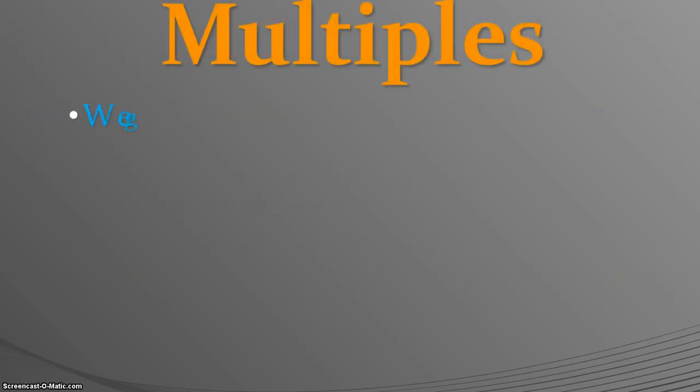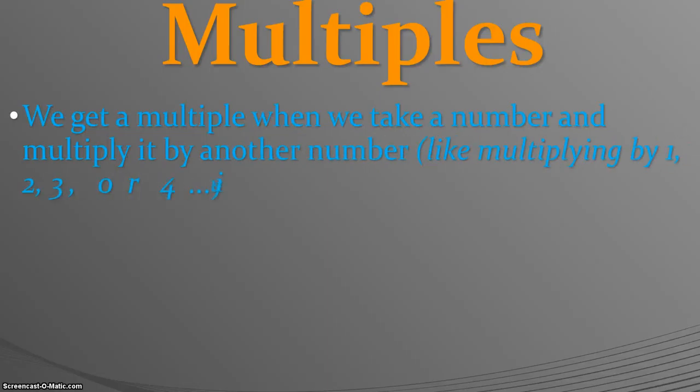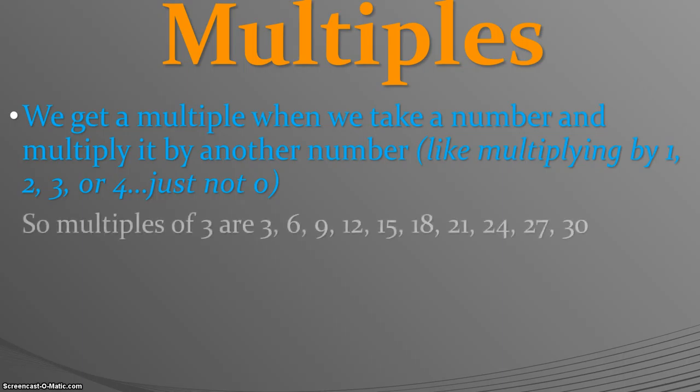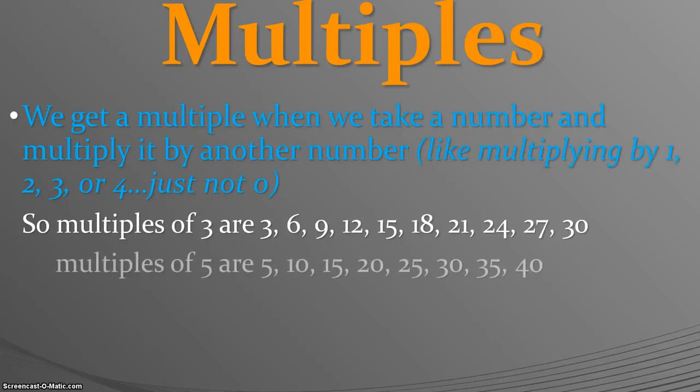Now let's look at multiples. We get a multiple when we take a number and multiply it by another number, like multiplying by 1, 2, 3, or 4, etc. Just not 0. So multiples of 3 are 3, 6, 9, 12, 15, 18, 21, 24, 27, and 30. Because we can do 1 times 3 is 3, 2 times 3 is 6. So you're basically counting by the number. 3, 6, 9, 12, 15, 18. They're all counting by 3s.